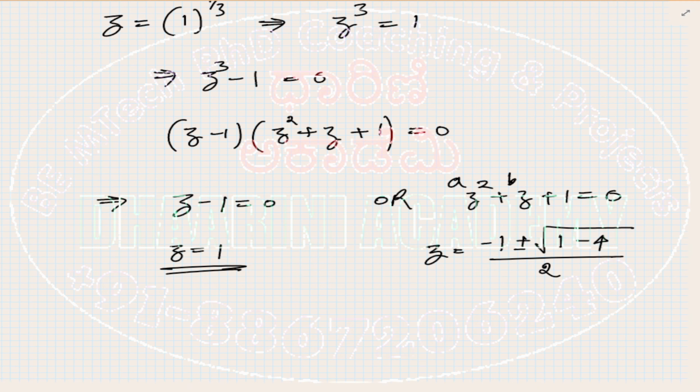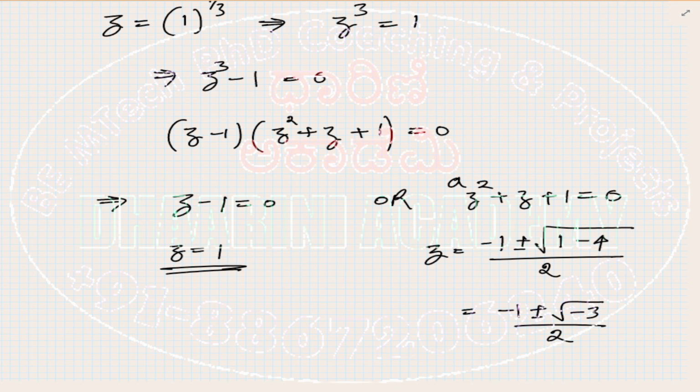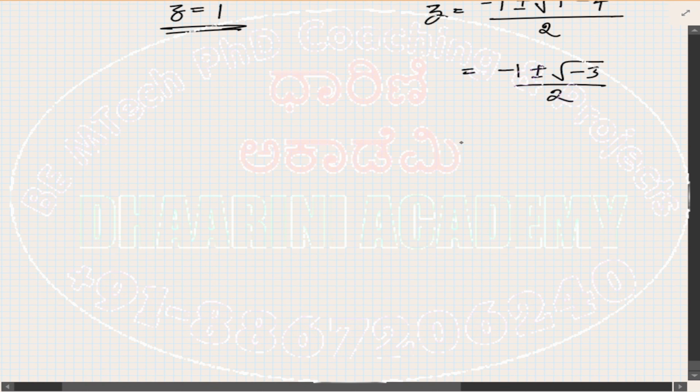Okay, now using this we can rewrite the value of z as minus 1 plus or minus root of minus 3 whole divided by 2. This means it is minus 1 plus or minus i times root 3, divided by 2. So you have 3 roots of unity, right? The cube roots of unity.